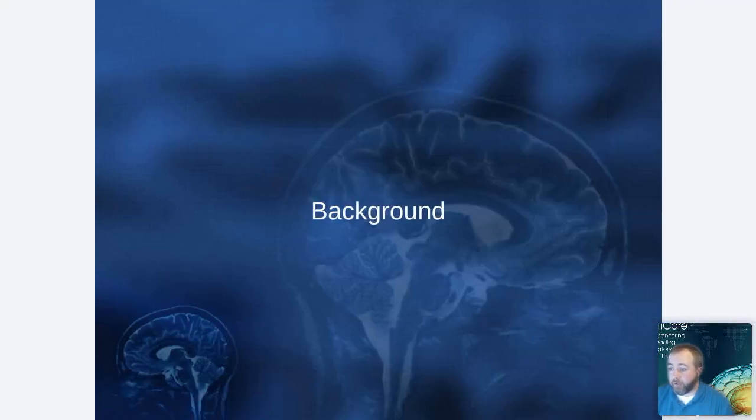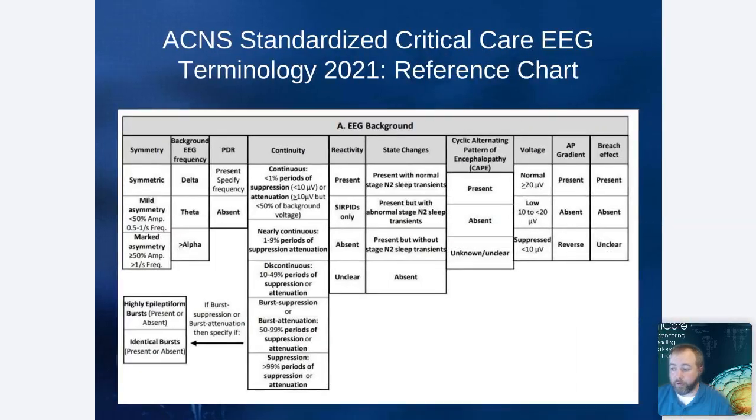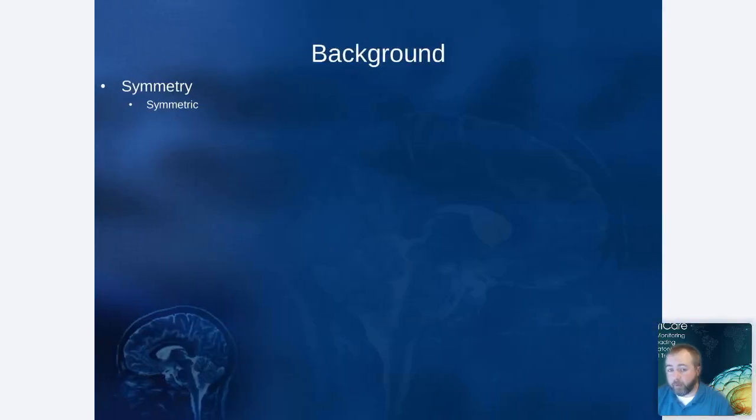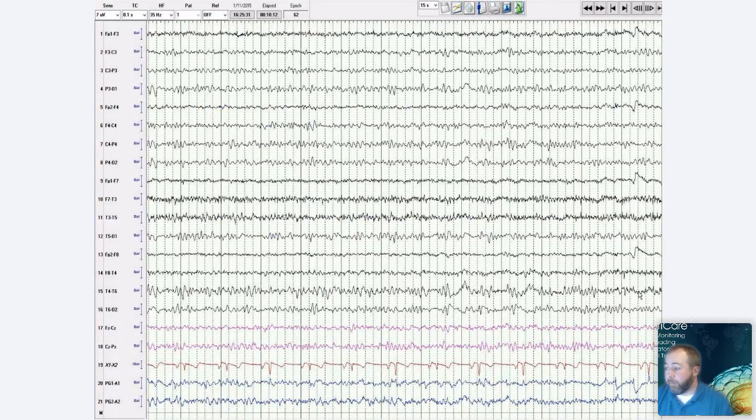But let's begin. So to start, they talk about how to describe the background of an EEG. That is, like I said, this very first slide. And I'm just going to go in order here off this chart. So the first thing that you want to make sure you talk about is symmetry. Is the EEG symmetric?